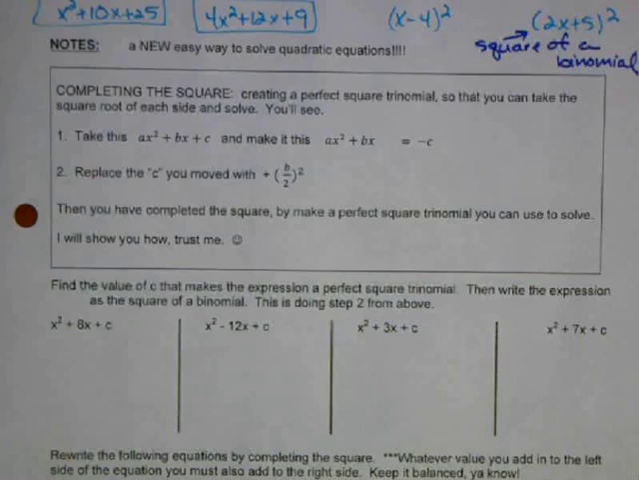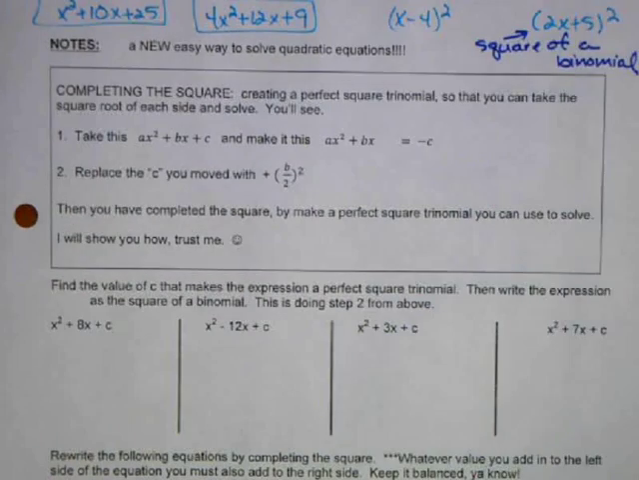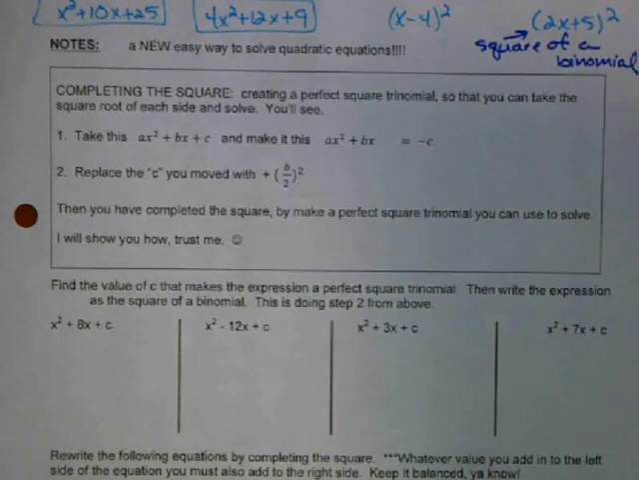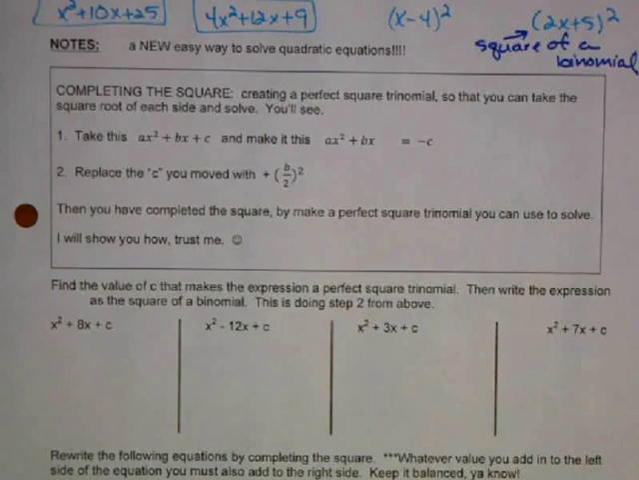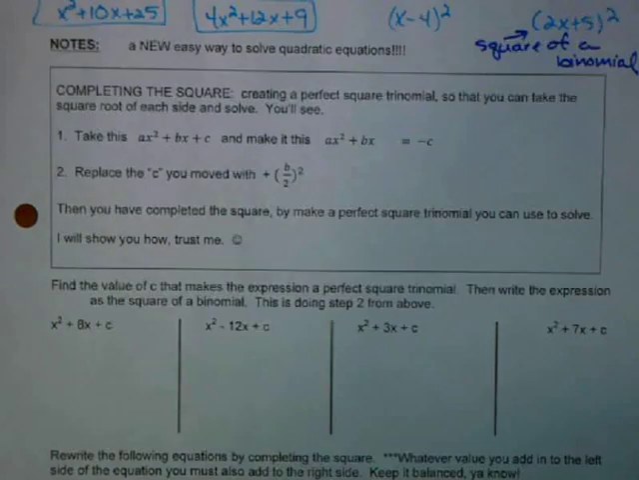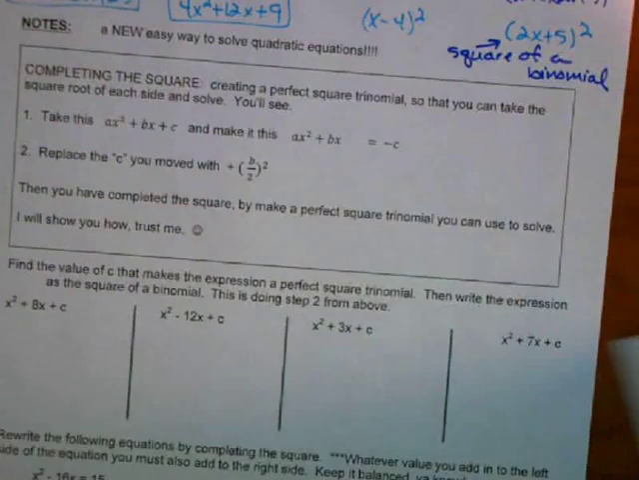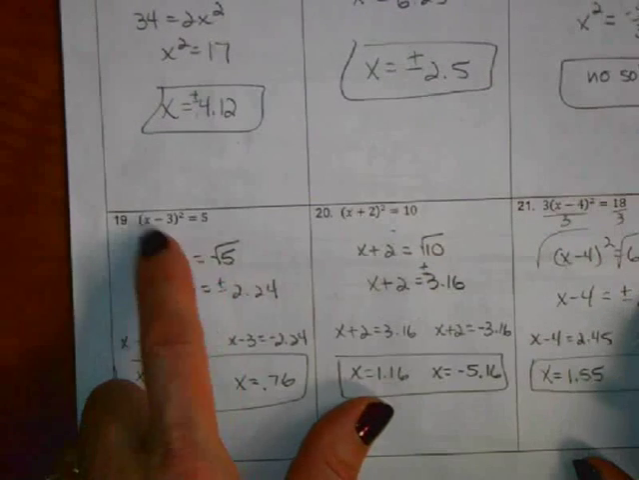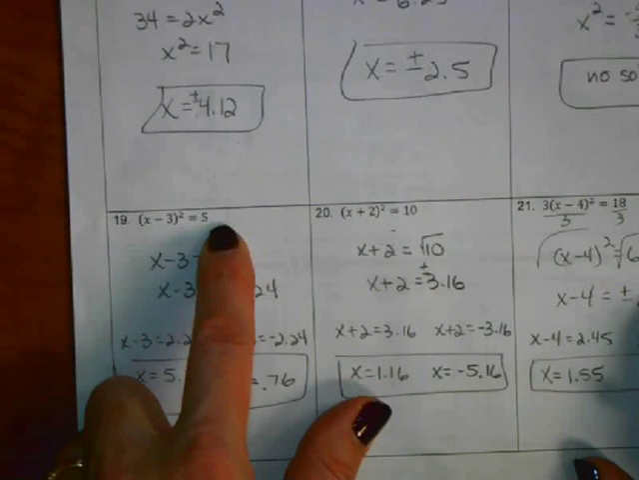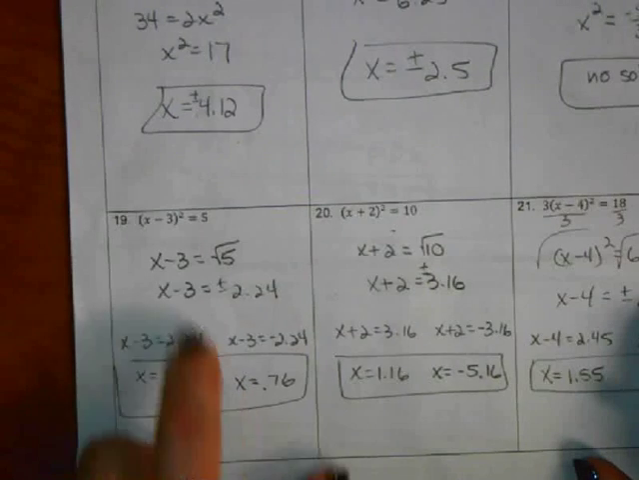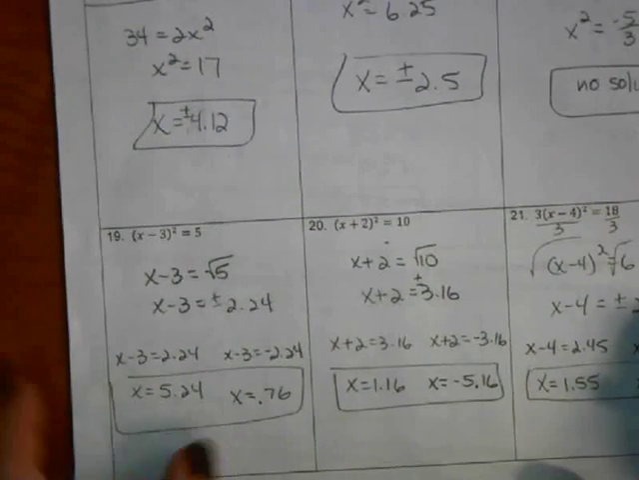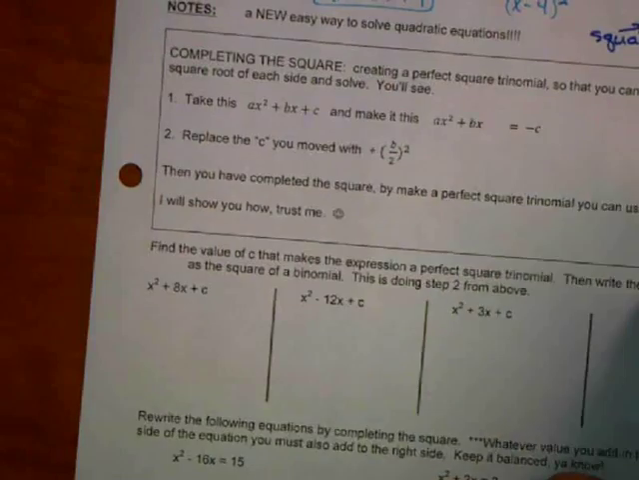Wait a minute. Time out. Didn't you just do that on this homework assignment? Didn't you just take the square root of each side and solve? Remember? On that homework? I don't know where I put it. Here it is. Isn't that what you were doing right here? Taking the square root of each side and solving? Yeah. And that's where you're going to end up. Same kind of thing. Okay? That's why we do this first.